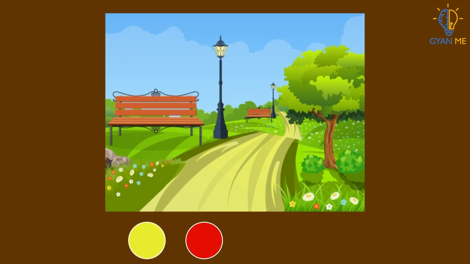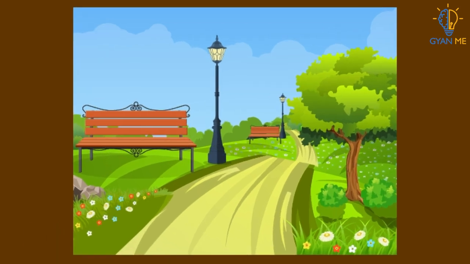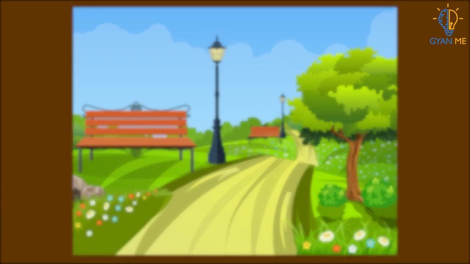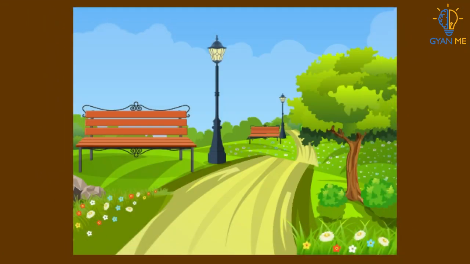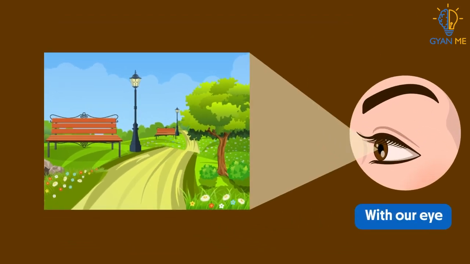Yellow, red, green, brown, and maybe many others. How many objects can you see in this picture? Trees, flowers, leaves, maybe benches and lampposts, isn't it? Yes. Now let me ask you, how did you see this picture and recognize the colors in it? Or how did you recognize the objects in it? You'll answer me, it's simple, of course, with our eye.